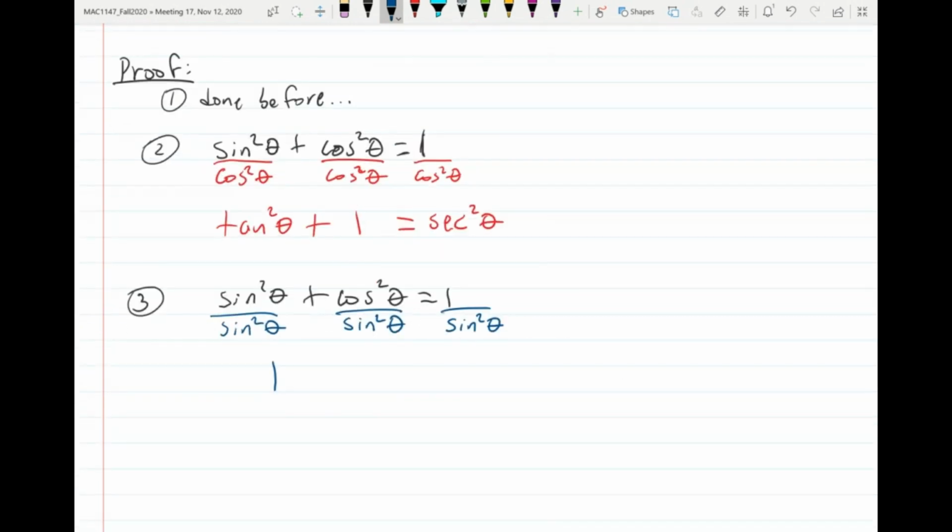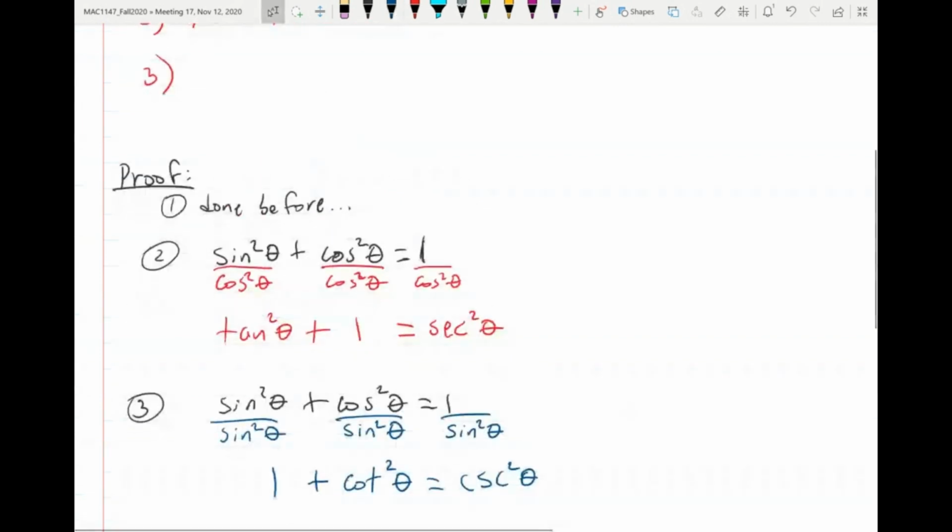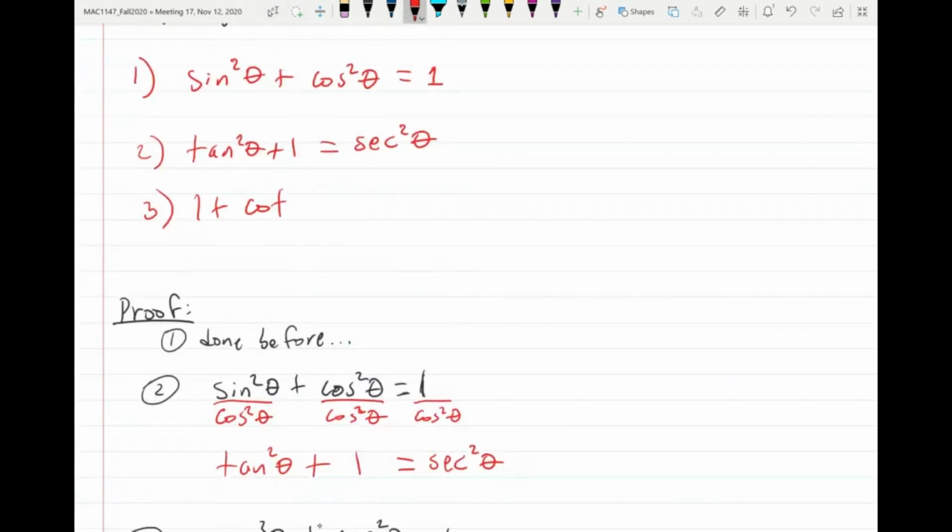So in the first term, we get 1, right? Because the signs cancel out. Plus, what's cosine over sine? That's cotangent, but this time it's going to be cotangent squared because both of them are being squared. And then 1 over sine, what is this? That's cosecant. Okay? So 1 plus cotangent squared equals cosecant squared of theta.